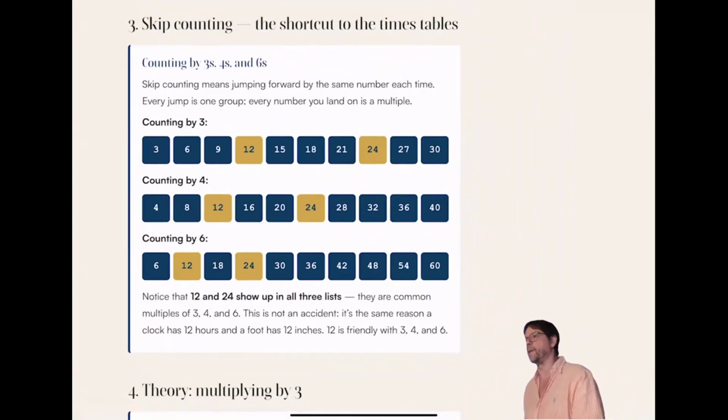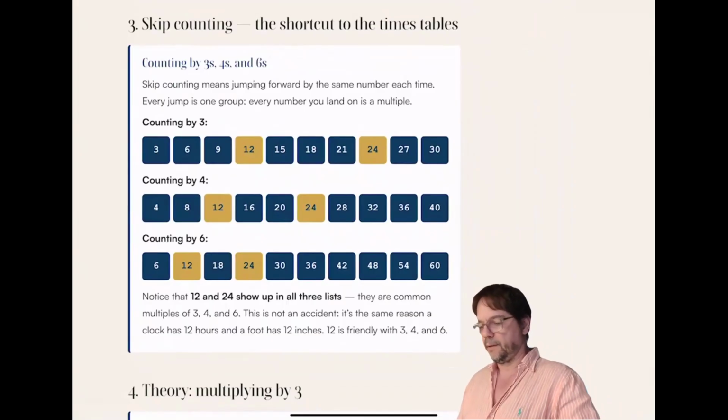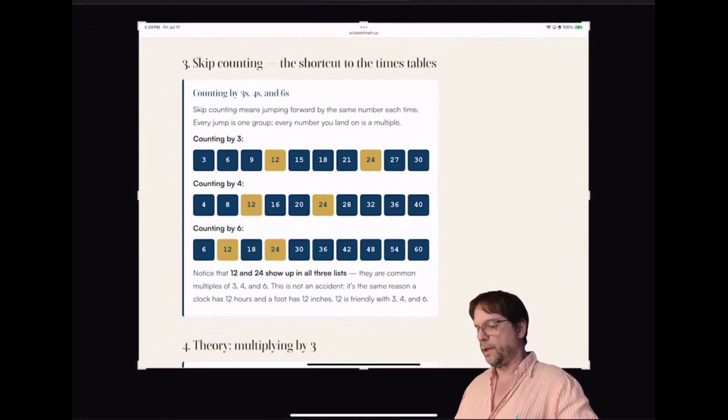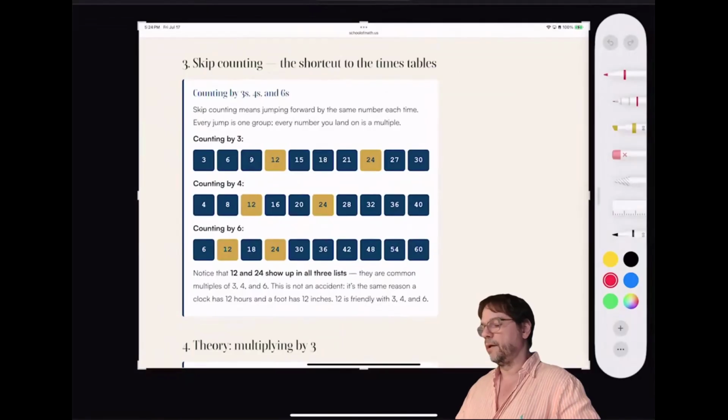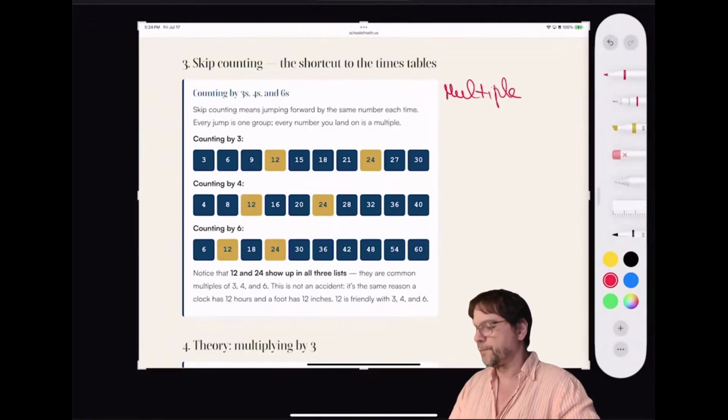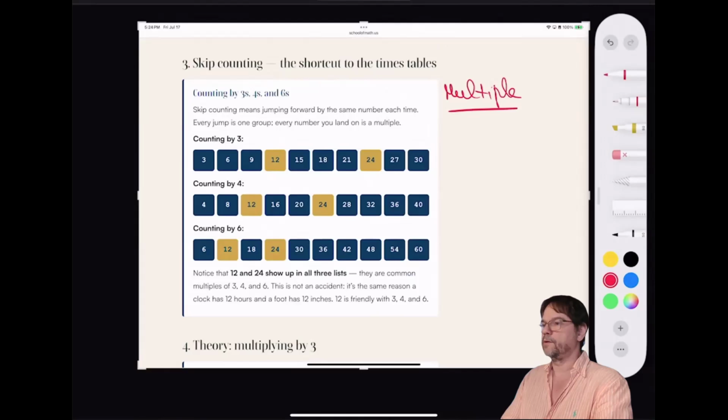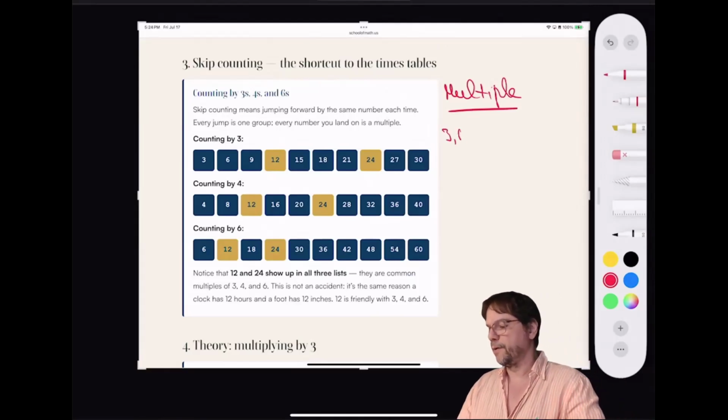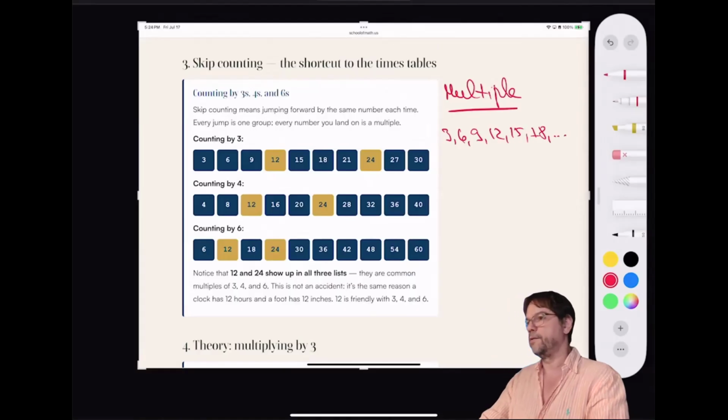Do you know what a multiple is? When you know how to skip count, you are working with the concept of multiple. Is that okay? For example, multiples of 3: 3, 6, 9, 12, 15, 18, and so on. Is that clear for you? It's easy for you. Okay?